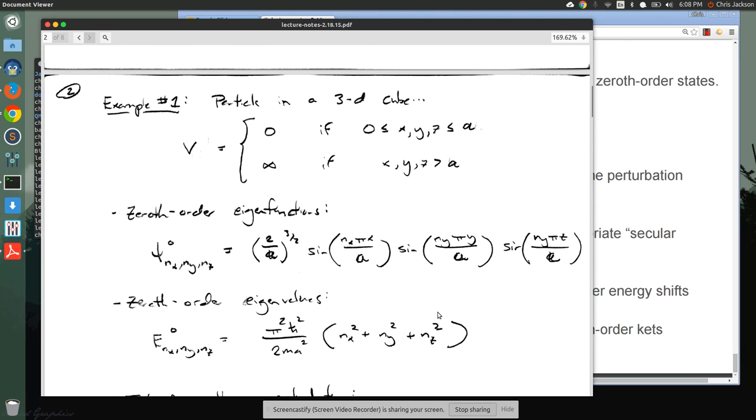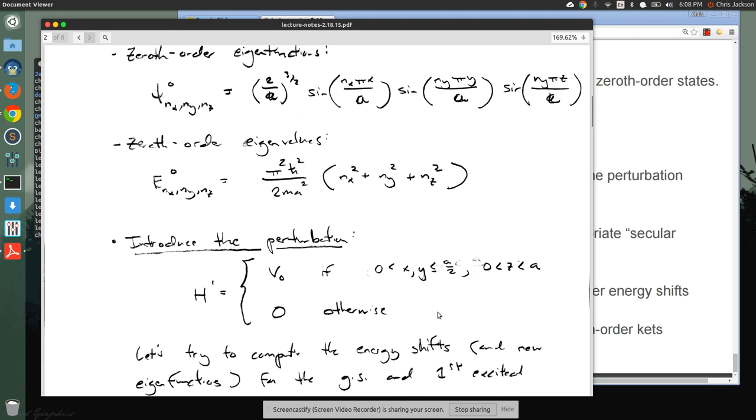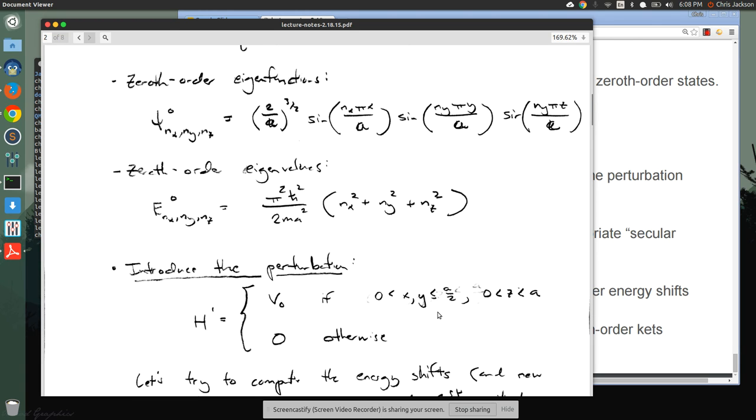Okay, so now what I want to do is introduce a perturbation, and I'm only going to introduce a perturbation in part of the box. This is starting to sound like a magic trick, but it's not. It's perturbation theory. It's a constant perturbation, so that's why I call it V naught. So it's independent of any time or space or anything like that.